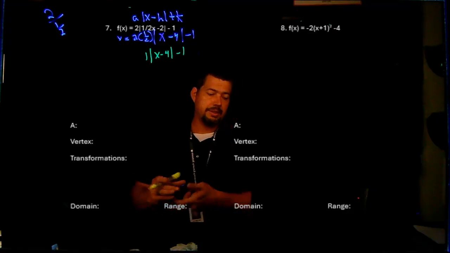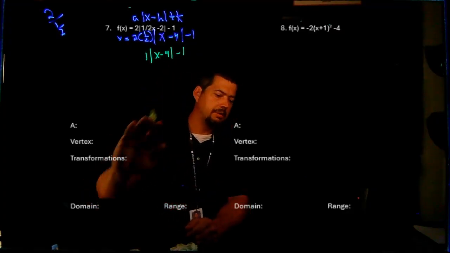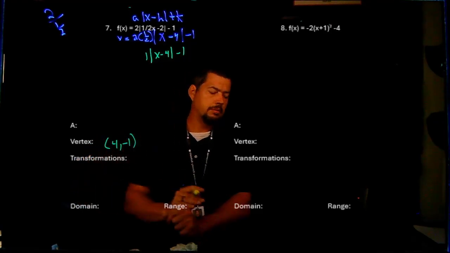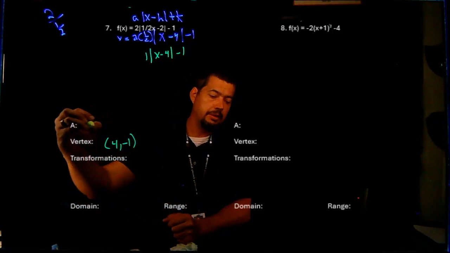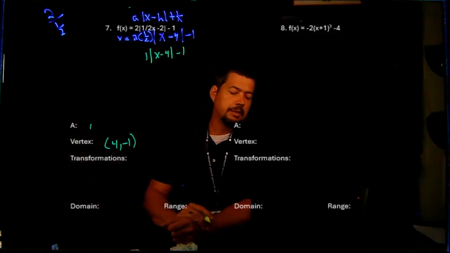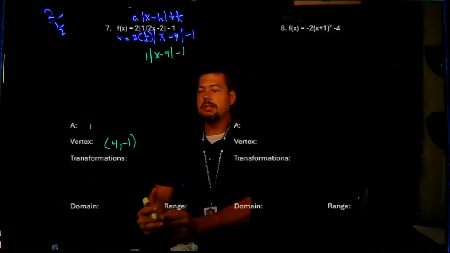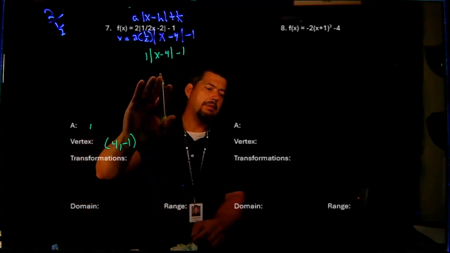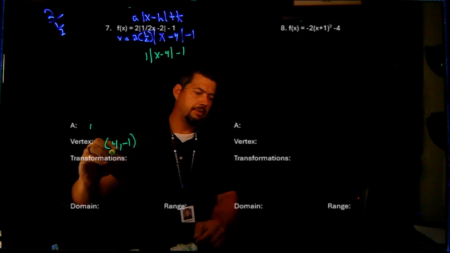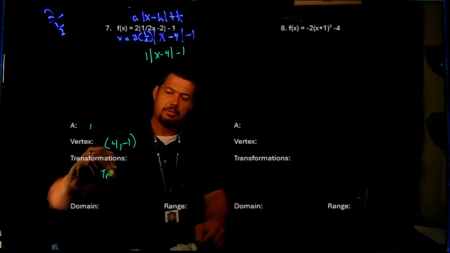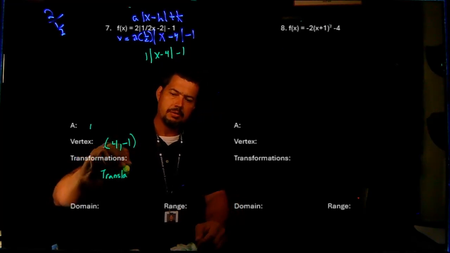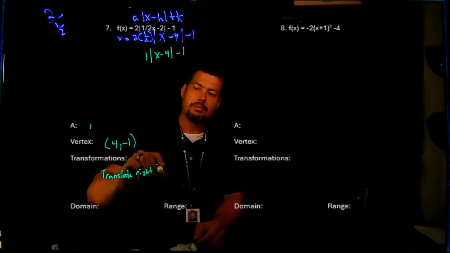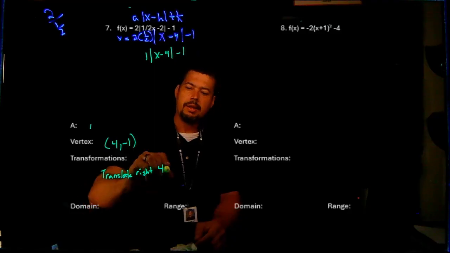All right, where is the vertex? The vertex is going to be at change keep: (4, -1). A happens to be 1. It's an understood 1. Transformations, maybe you can tell from this by looking at what your equation is up here, but the only transformations that you actually have as compared to mama are right 4 and down 1. So we're going to translate right 4 or shift, whatever word you like. Just make sure you understand what translate means. Translate right 4 and then down 1.